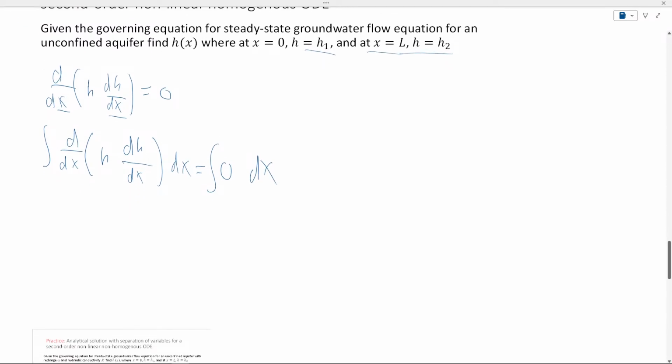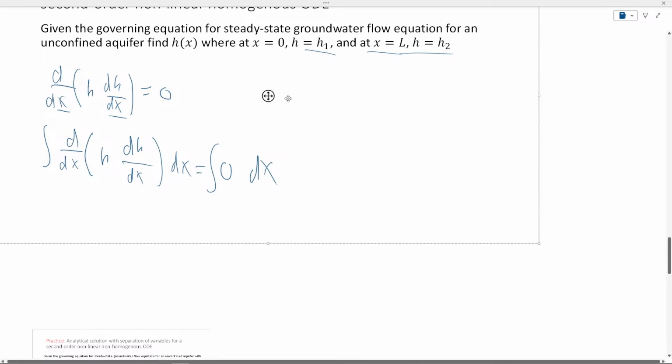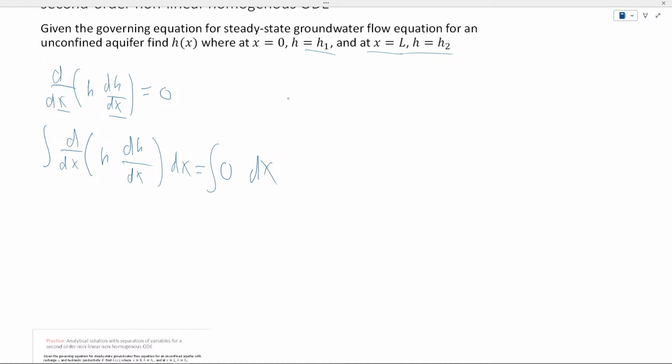So basically I do this integration. If I integrate this left hand side, what do I get? I know that this guy reverses this guy, so these two guys are reversed by this guy. So if I integrate this left hand side, basically what I will get is h dh over dx. And if I integrate this side, what I will get is a constant. Yeah, so that's basically my first thing.